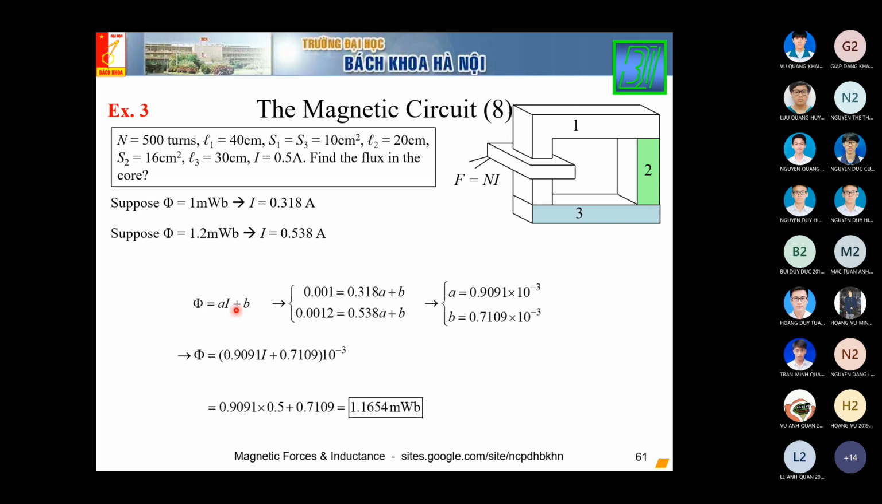If you don't like this, you can try some further tries for this one. You can say that I suppose that phi is 1.1, then I find the corresponding I, and you can repeat that several times. And finally, I hope that you come to this one. But this method is easier. Do you know the name for this one? It is the interpolation. We can interpolate the value in the middle of two already known values.